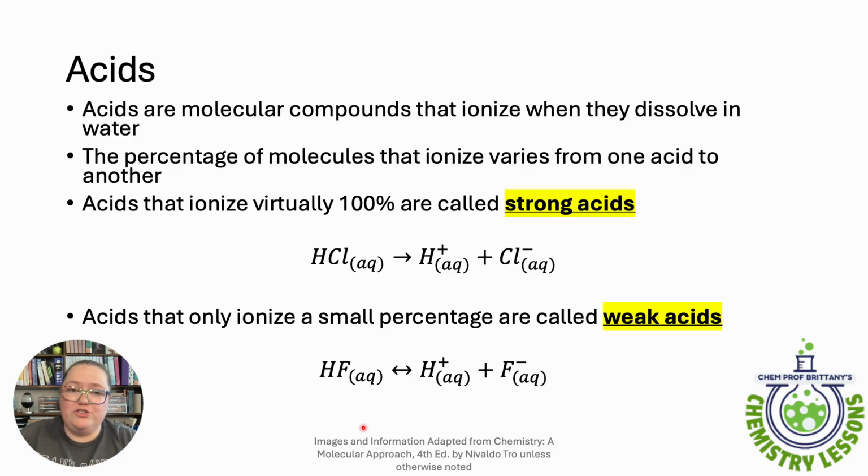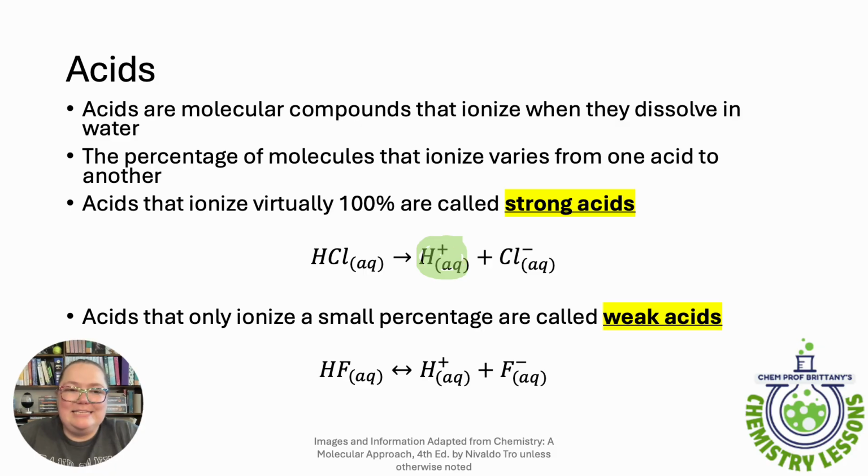So an example of a strong acid would be hydrochloric acid, HCl. Pretty much 100% of HCl, when dissolved in water, breaks up into H+ and Cl-. This right here, that is the piece that makes it an acid. This is what makes something an acid. We increase the concentration of H+.